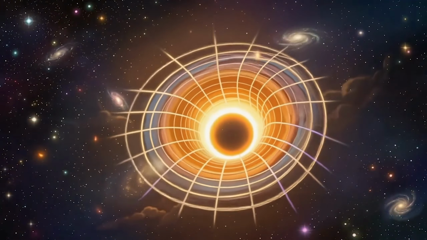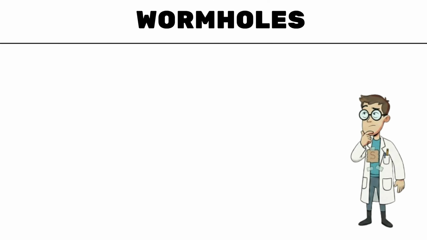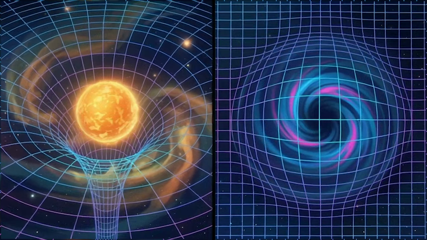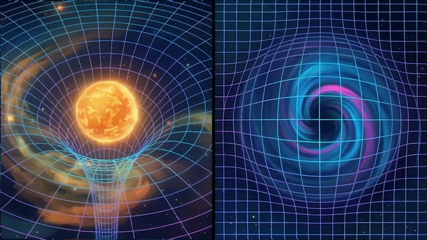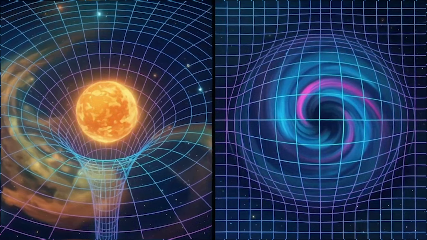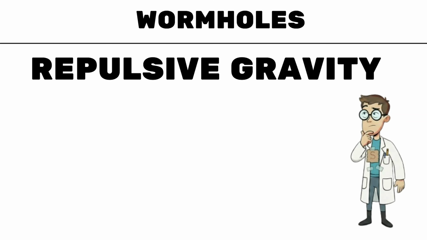To keep one open, you need gravity that pushes instead of pulls. You need negative energy density, a form of matter more radical than antimatter. Normal matter bends space-time inward. Exotic matter would bend it outward. It would create repulsive gravity.